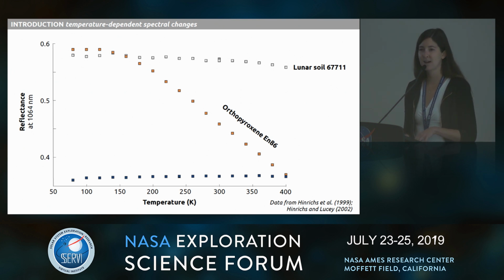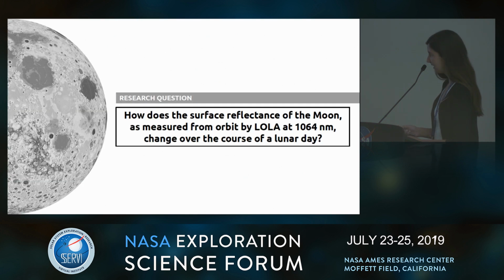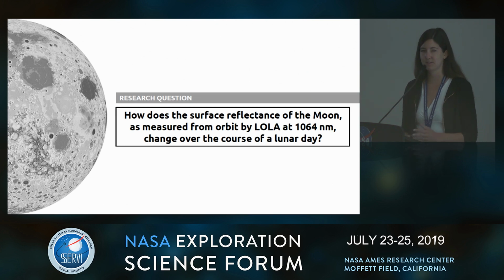but we've been observing the lunar surface now for about a decade, and we've been able to accumulate millions of individual observations of the lunar surface. And so the primary question that's driving our research is, how does the surface reflectance of the moon, as measured from orbit by LOLA at 1064 nanometers, change over the course of a lunar day, where we have these major temperature fluctuations? And we're interested in this question for two main reasons. One, understanding the distribution of important minerals on the lunar surface, but then also thinking forward to future observations of the lunar surface, really understanding how this temperature can control the measurements that we're able to take.